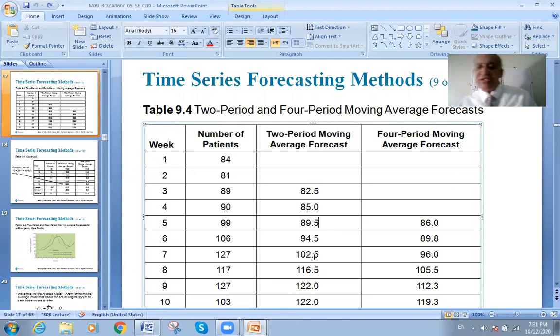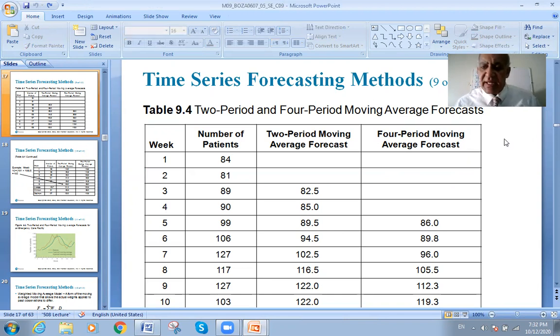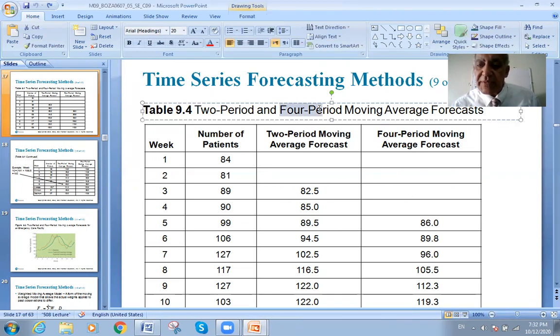Someone will ask, how about the four periods moving average? How can you do this? It's the same idea. But instead of dividing by 2, as here, we will divide here by 4. Why? Because he said 4 periods.